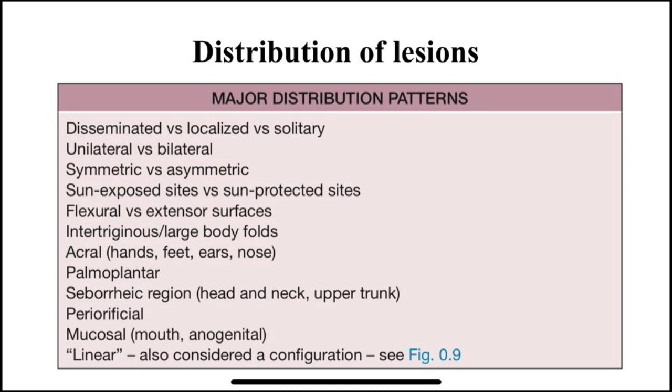Next, distribution of lesions. The major distribution pattern may be defined like disseminated versus localized or solitary, unilateral or bilateral, symmetric or asymmetric, whether in sun-exposed sites or sun-protected sites, flexural or extensor, intertriginous or large body folds, whether acral, palmoplantar, seborrheic region, periorificial or mucosal. Distribution can also involve linear, which is also considered a configuration.